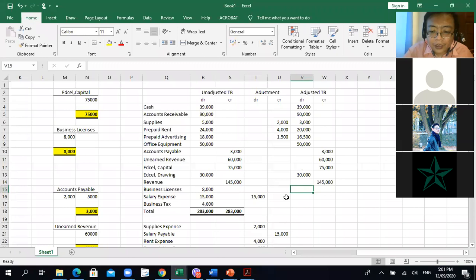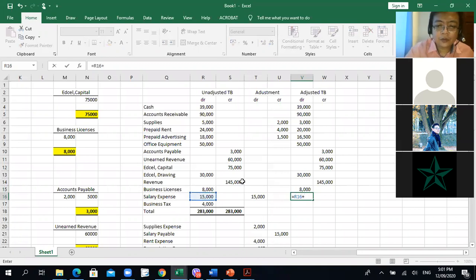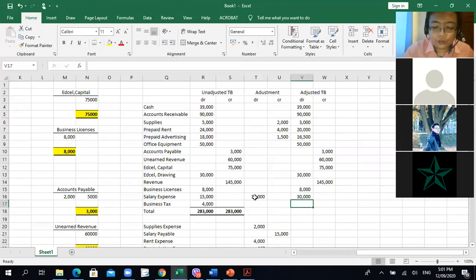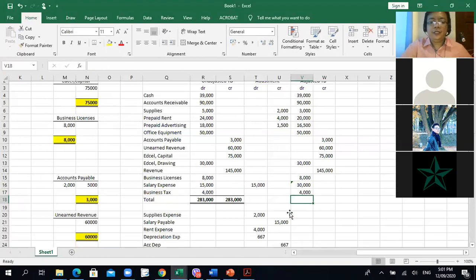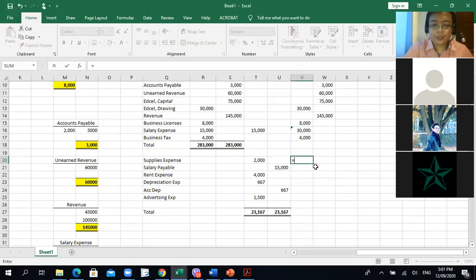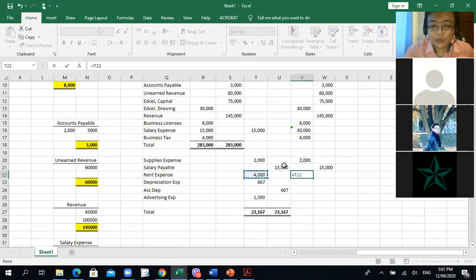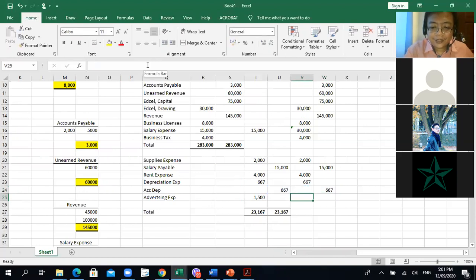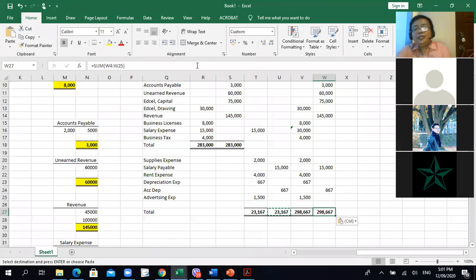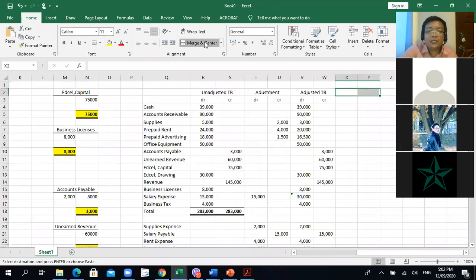Then, I will just copy this. These are both debit, so add. And you have also 4,000. Below, just add supplies expense, then payable. So far, are you following? Arvic, no question? Ashley? No questions, sir. Alright. And you have 1.5. Hopefully the totals are the same: 298,667.